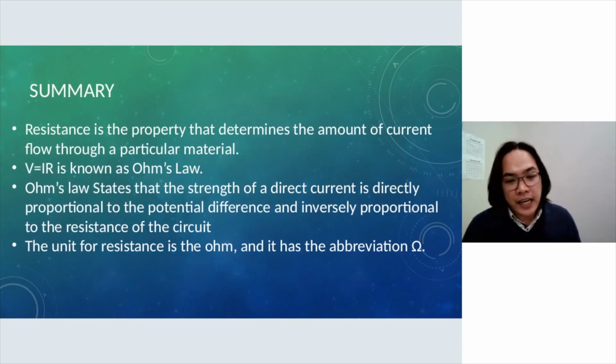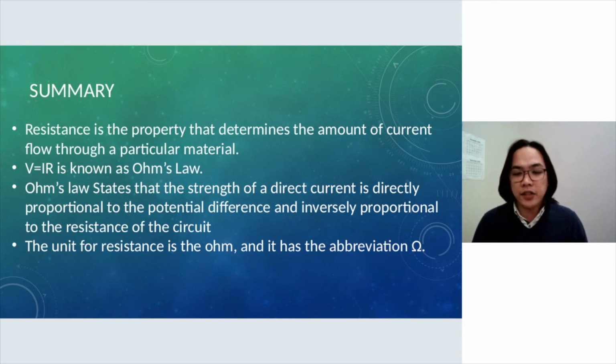So to summarize, resistance is the property that determines the amount of current flow through a particular material. So V equals I times R is also known as Ohm's law, if you wanted an equation form. Ohm's law states that the strength of a direct current is directly proportional to the potential difference, which is your voltage, and inversely proportional to the resistance of the circuit. The unit for resistance is ohm, and it has the abbreviation omega, or the horseshoe symbol.